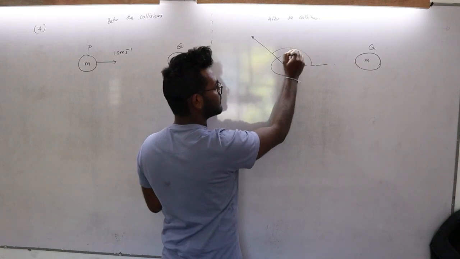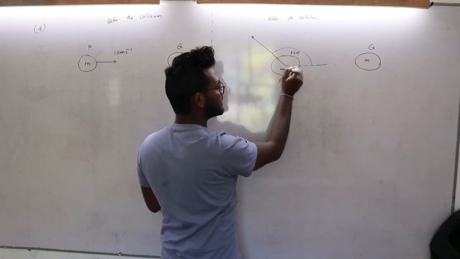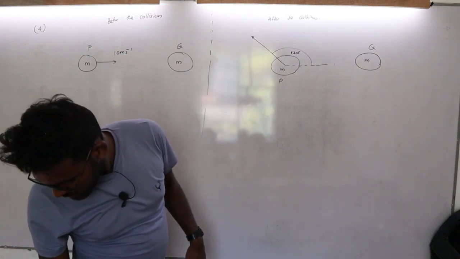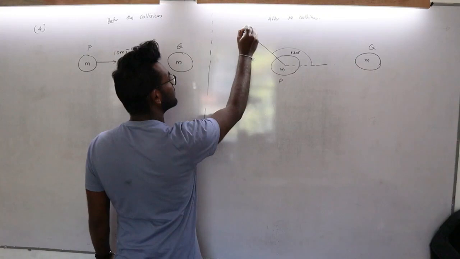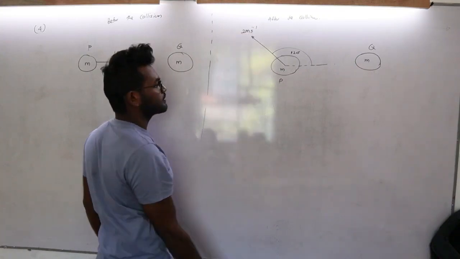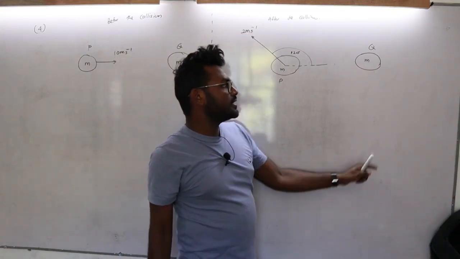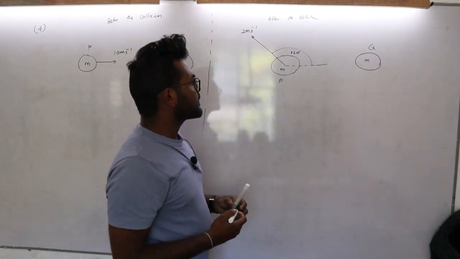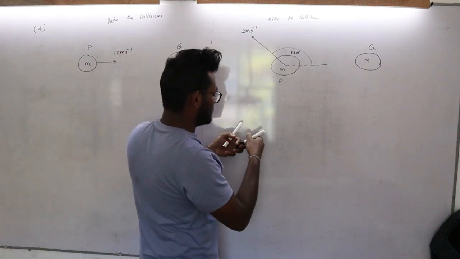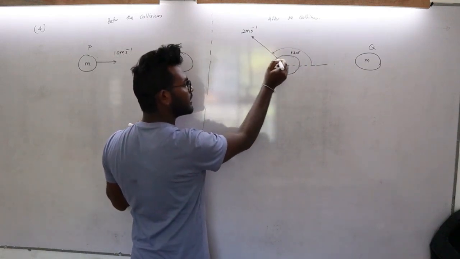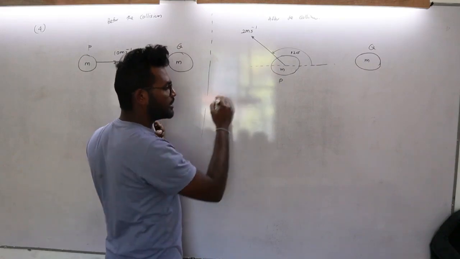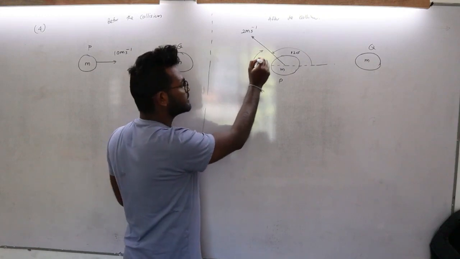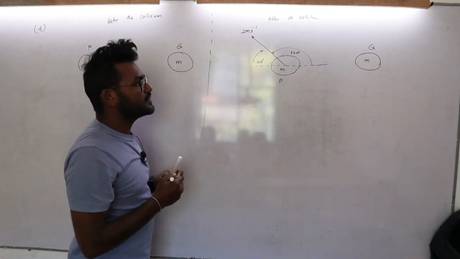120. This is the ball P with mass m, with a velocity of 2 meters per second. Then we are supposed to find the magnitude and direction of this thing right here. So if this is 120, what can you say about the other angle measured from the other side? This side? 60, right? Yes.